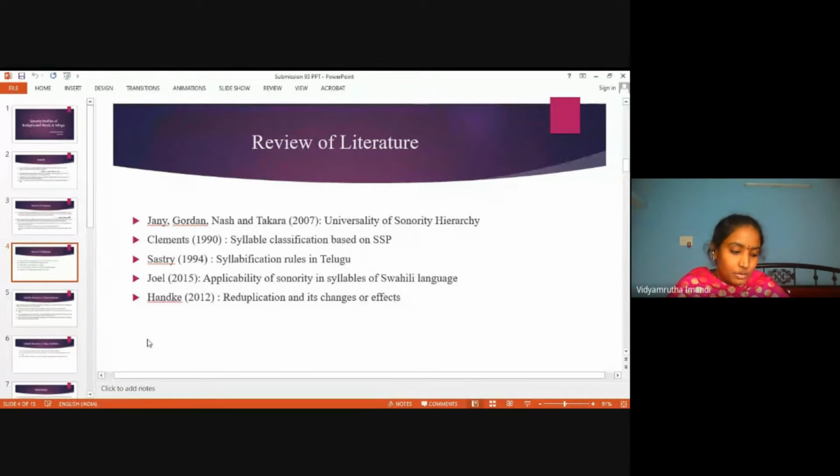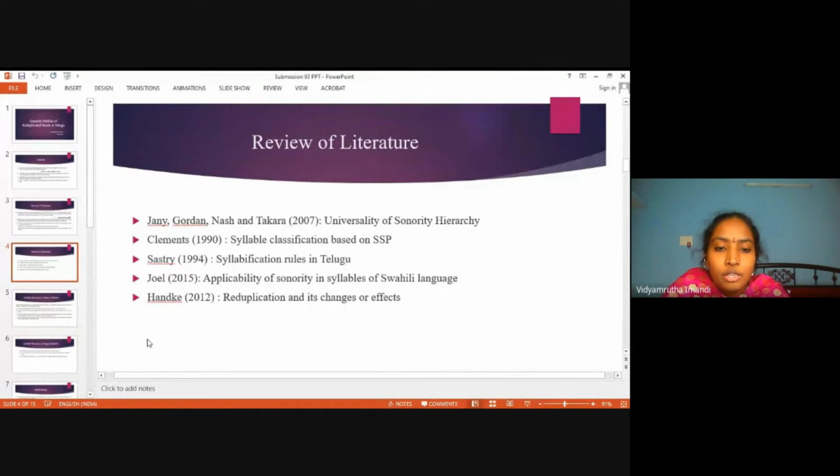And Clements also talked about syllable classification based on the sonority sequencing principle. In this, he has given three different types of classification based on sonority, where sonority peaks have a vowel as a nucleus, the onsets have ascending sonority and the coda has descending sonority. But then he also spoke about the other two sonority-based syllabification types: sonority reversals and sonority plateaus. Plateaus are where the neighboring segments have equal sonority values, and sonority reversals is where the sonority value decreases to the lowest level when it comes to the nucleus or peak area.